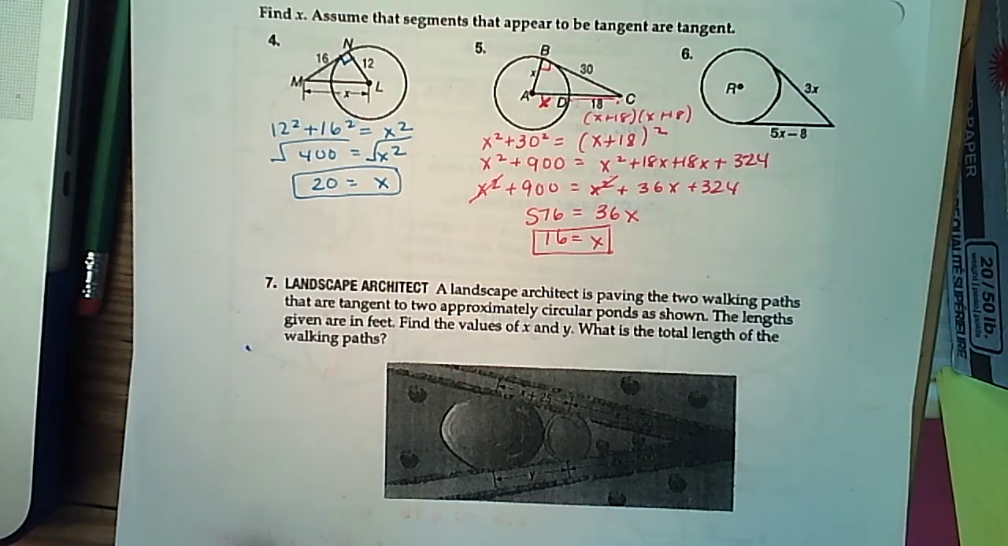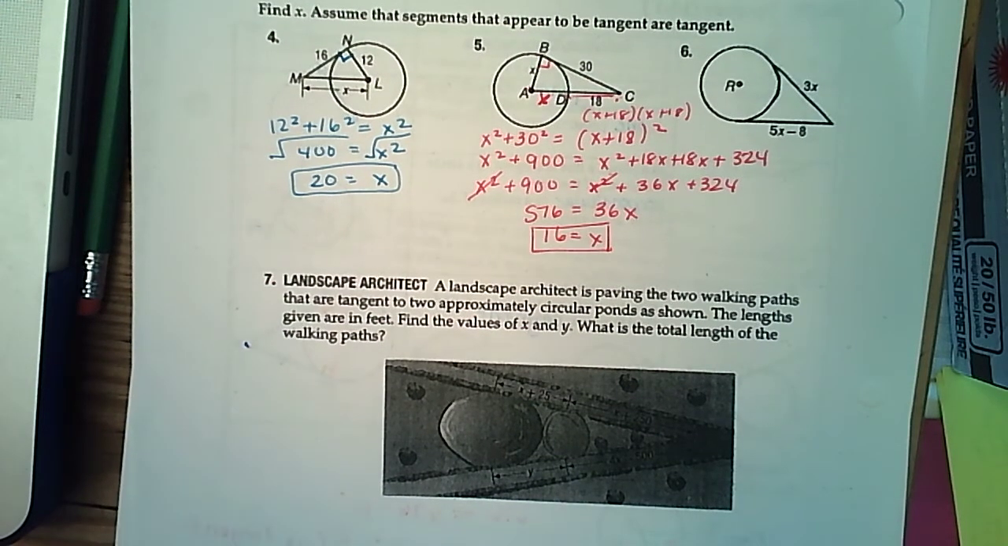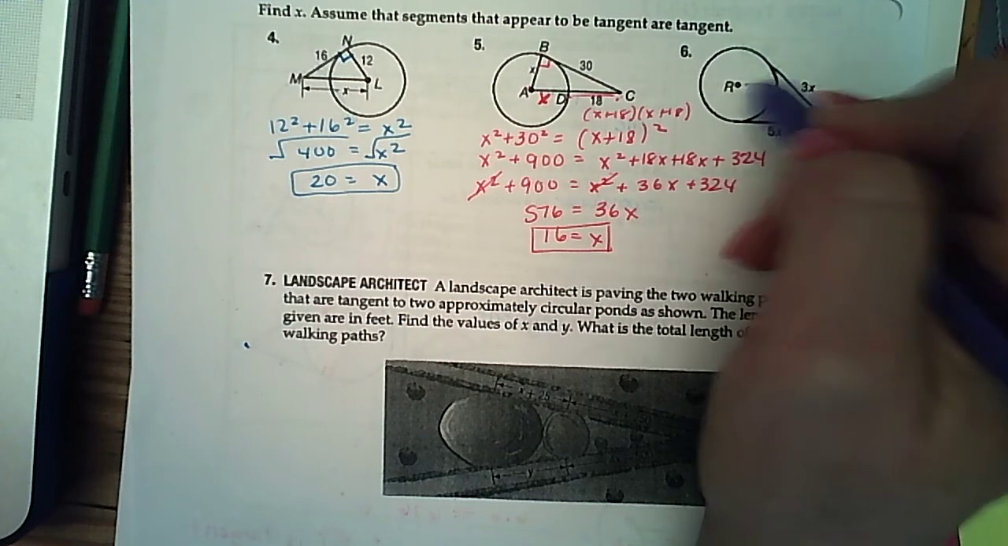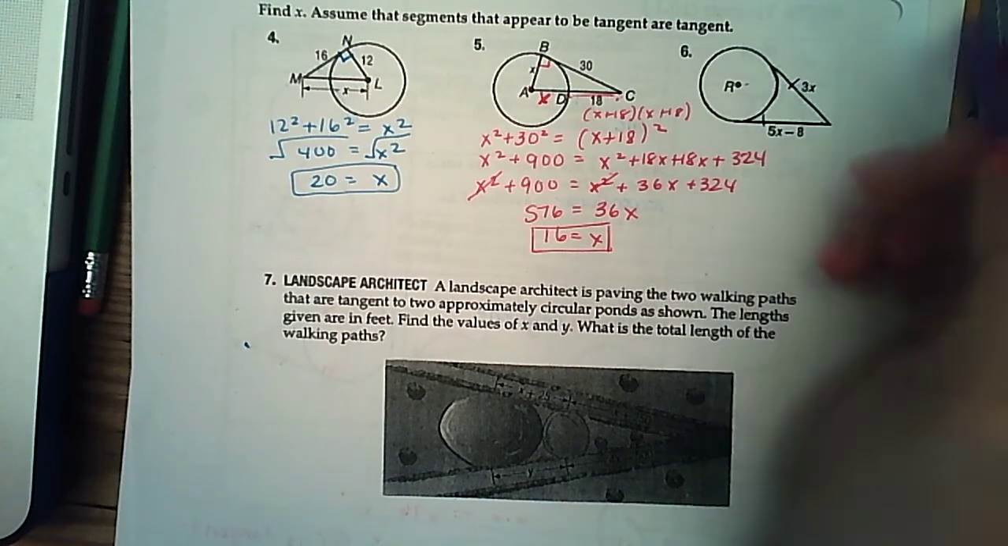All right, on number 6. Number 6 is that theorem, I think it's 1011 again. So here, when these two sides are tangent to R, they are congruent.